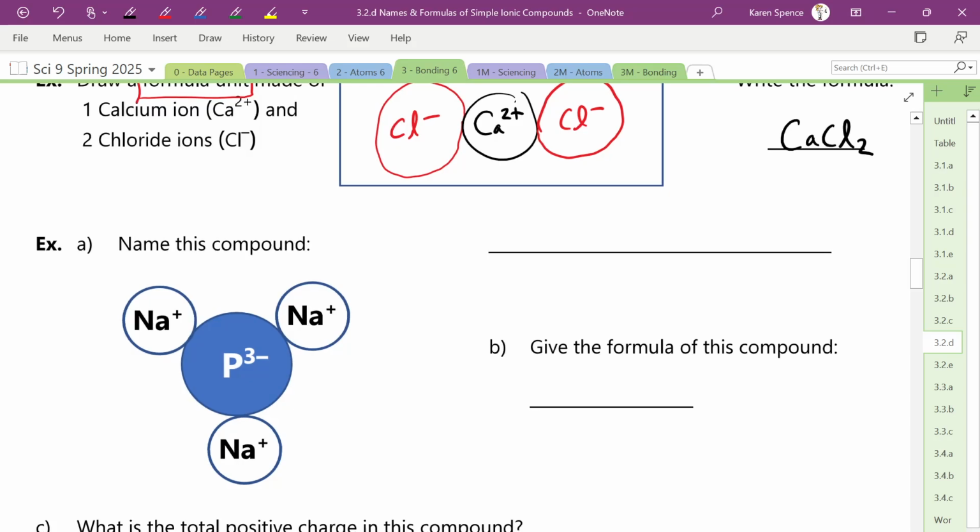What is the name of this compound? See if you can figure that out. Tell your partner, and then give its formula. Name this compound, then give its formula.